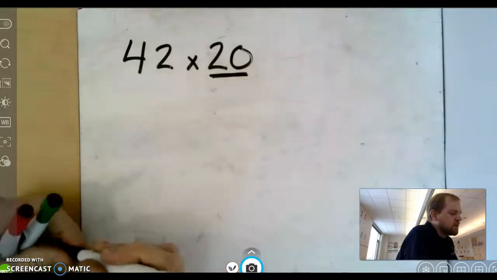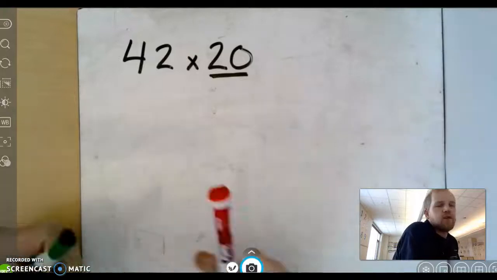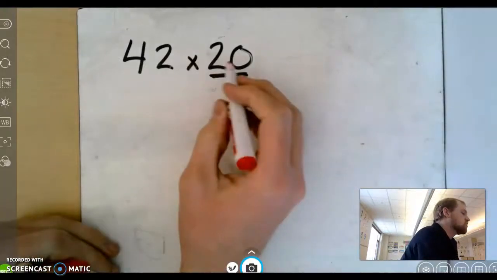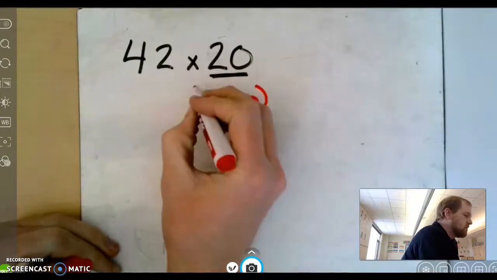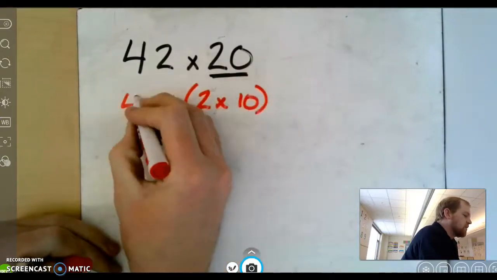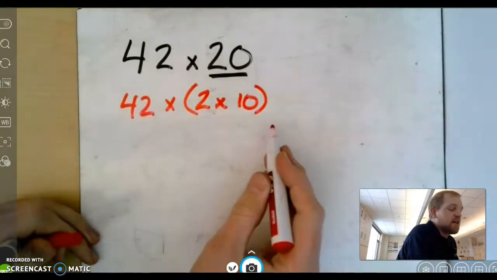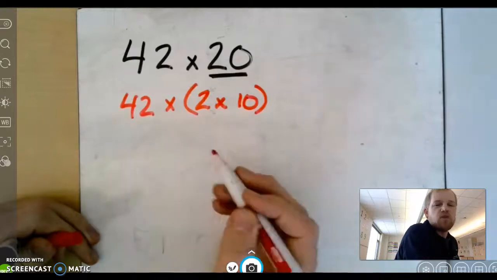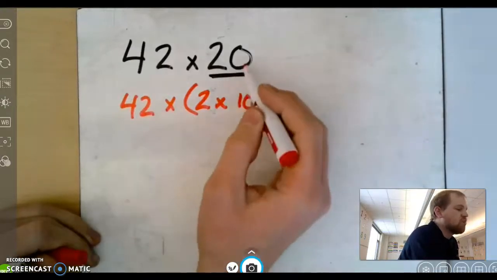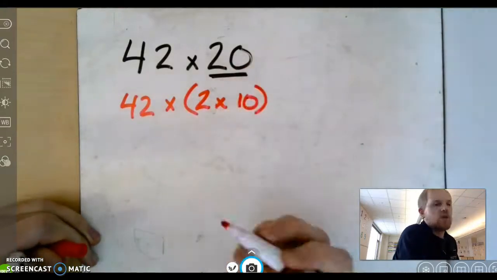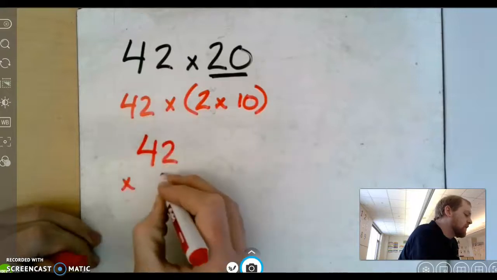What I'm going to do is take that 20 and break it apart. Multiplication shows me I can break this apart. So I'm going to turn 20 into 2 times 10. Now I change my problem, and I'm working with 42 times 2 times 10. I'm going to do part of this first: I'm going to take my 42 times 2 first. Again, I just broke up this 20 to make it a little easier to work with. I'm going to take my 42 and multiply it by 2.